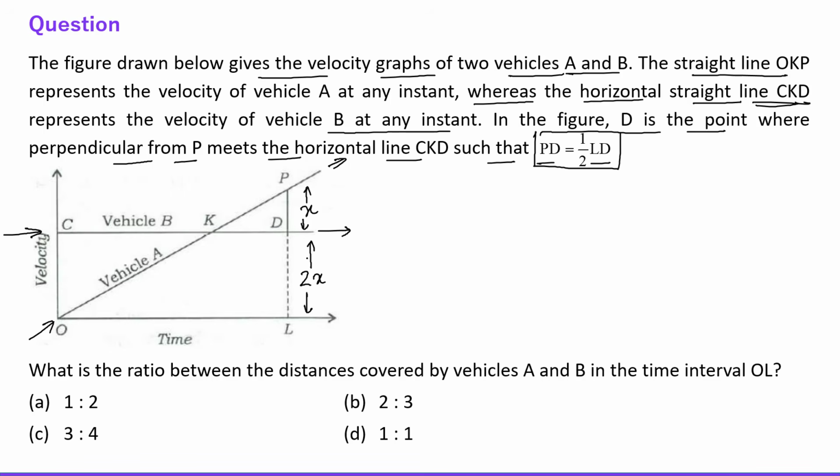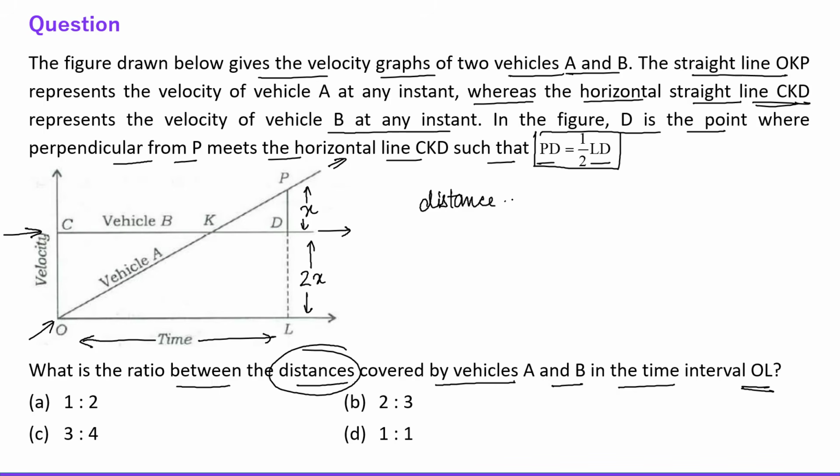What is the question? The question is, what is the ratio between the distances covered by vehicles A and B in the time interval OL? This is OL. On your x-axis you will get OL. Distance covered. What is the formula for distance? Distance is speed into time. Speed or velocity, same thing, right? Speed into time.